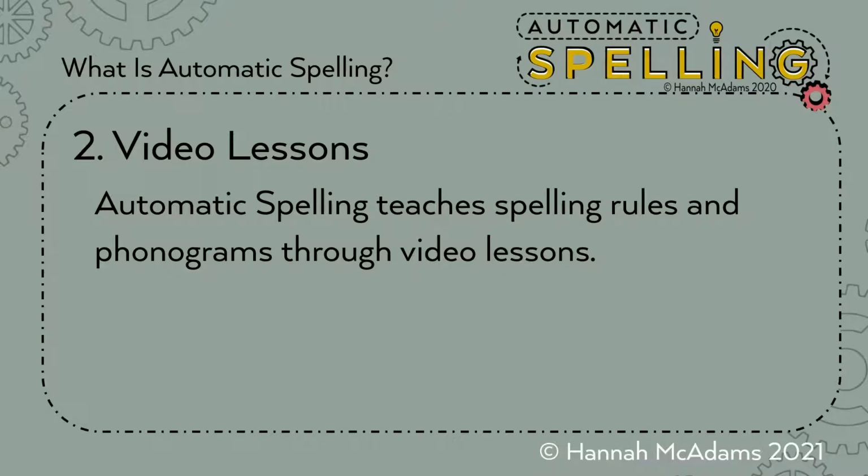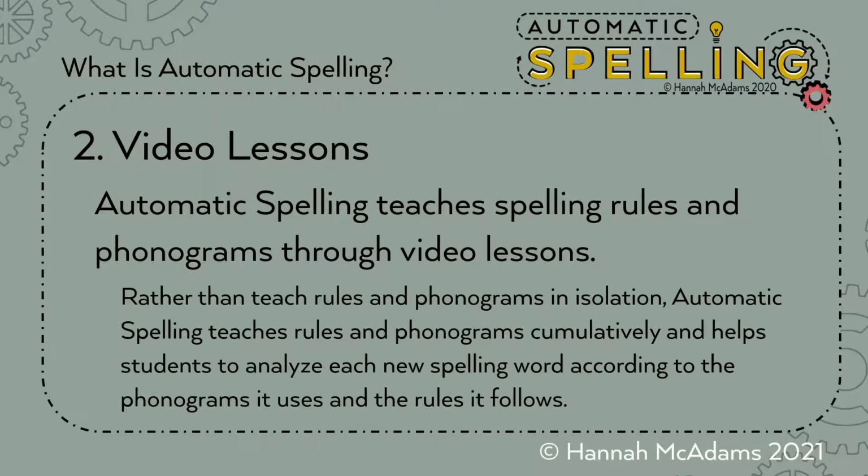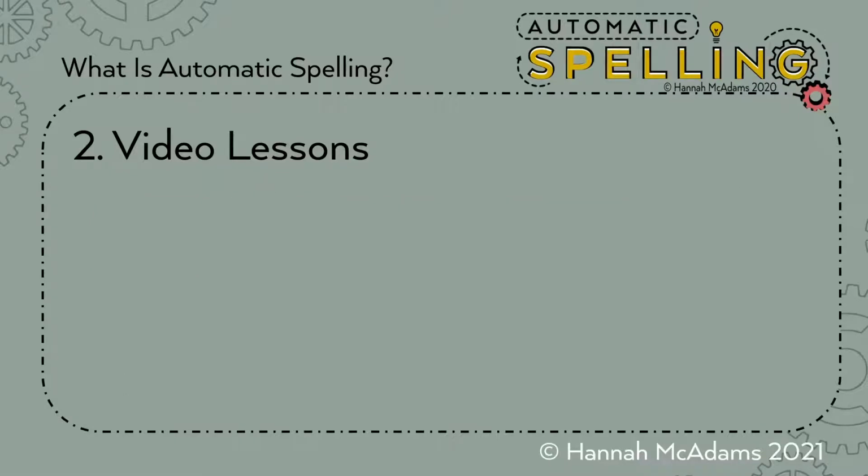Automatic spelling teaches spelling rules and phonograms through video lessons. Rather than teach rules and phonograms in isolation, automatic spelling teaches rules and phonograms cumulatively and helps students to analyze each new spelling word according to the phonograms it uses and the rules it follows. Okay, video lessons. So again, this is second in importance in my opinion, but it actually comes before the grid or the drill portion.